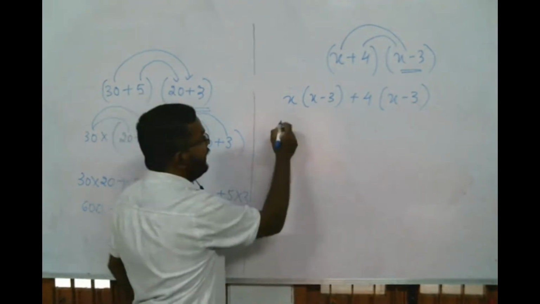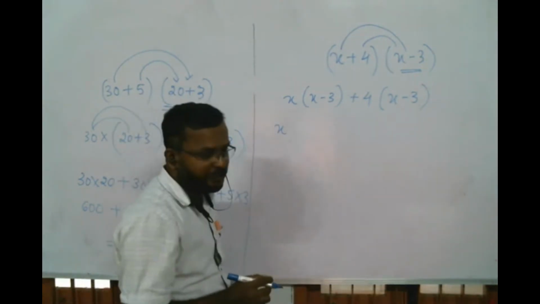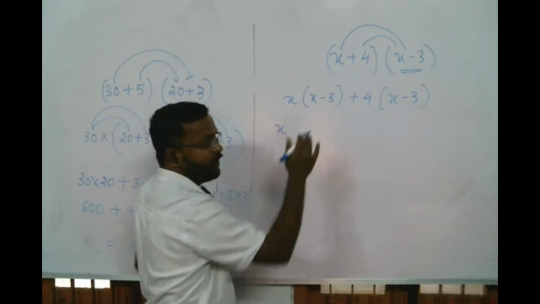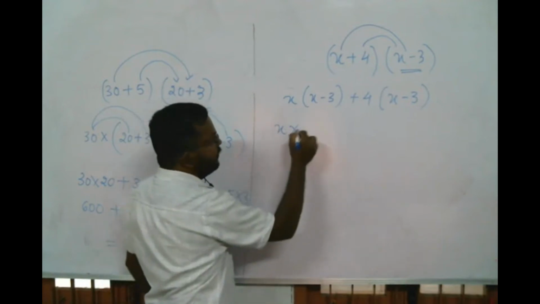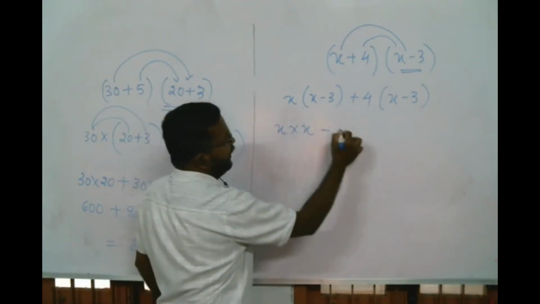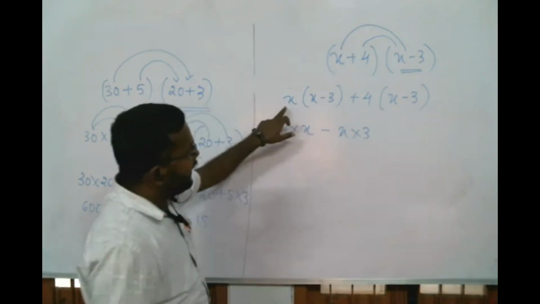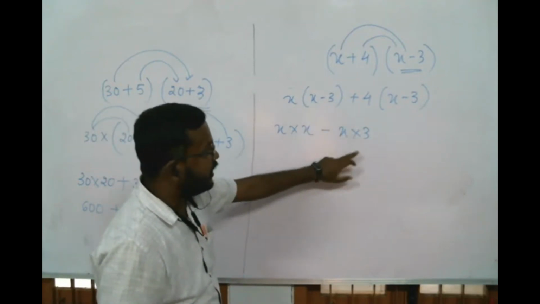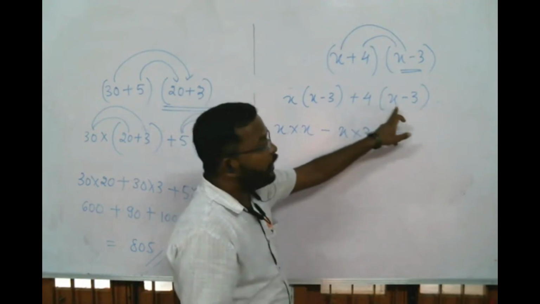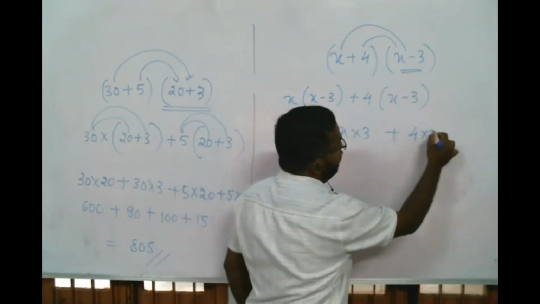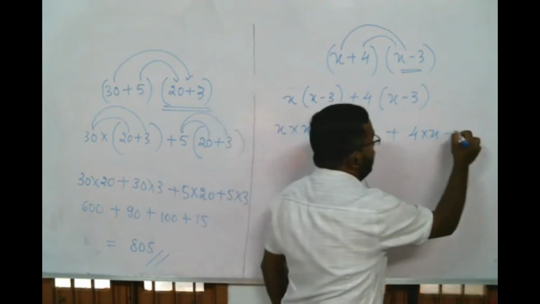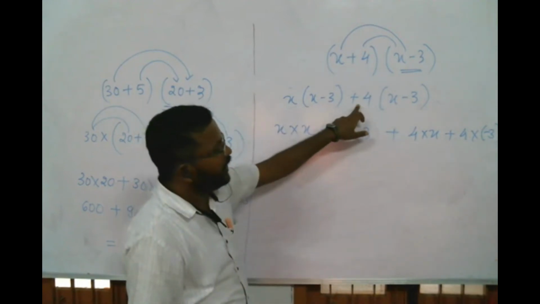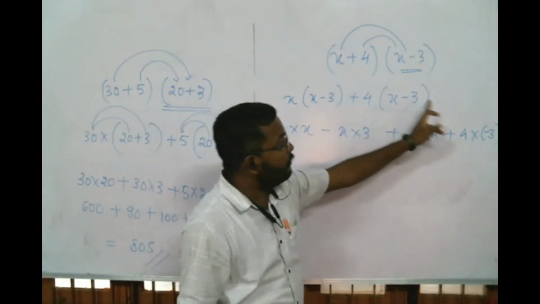Okay, so now x we have to multiply with x. So how much you will get? x into x, you will get x square. Or else let me explain by taking one more step. x we have to multiply with x, and x again we are multiplying with minus 3. That I have written here. Plus 4 we have to multiply with x, and again plus 4 you have to multiply with minus 3.